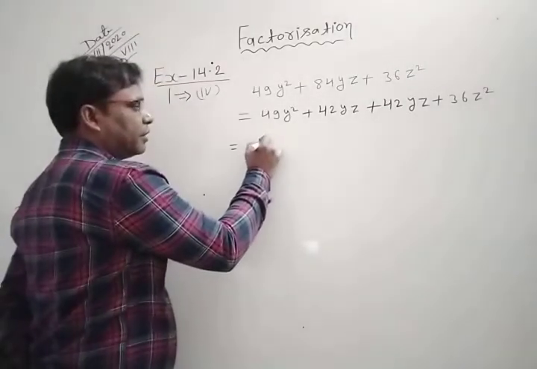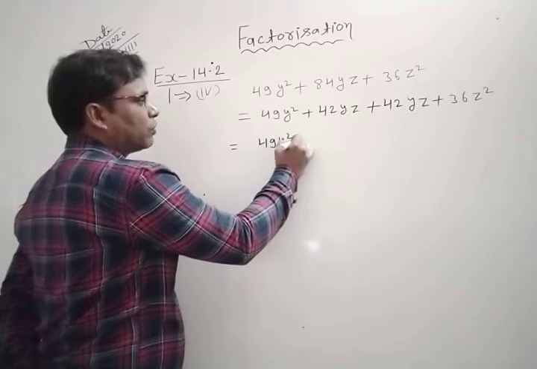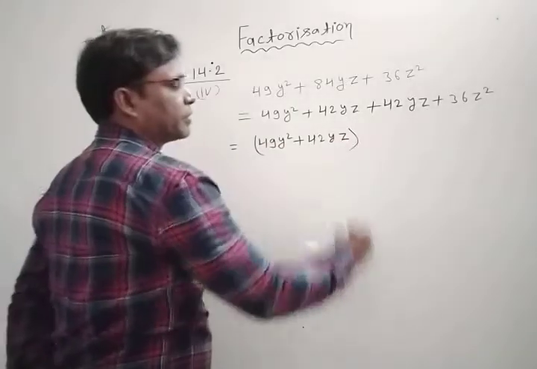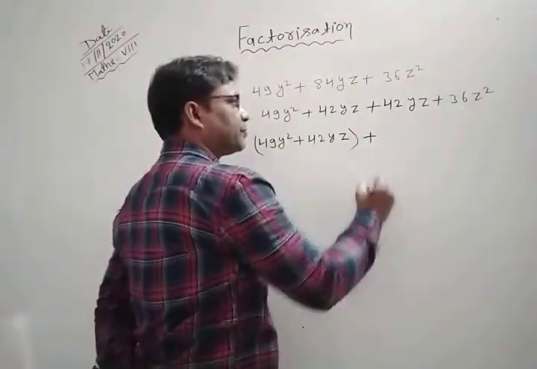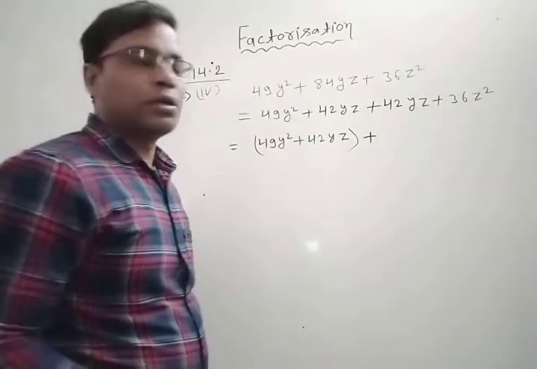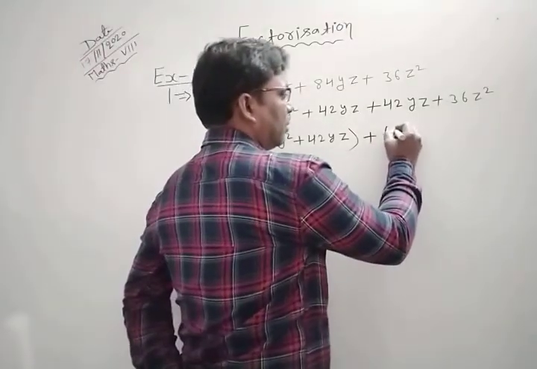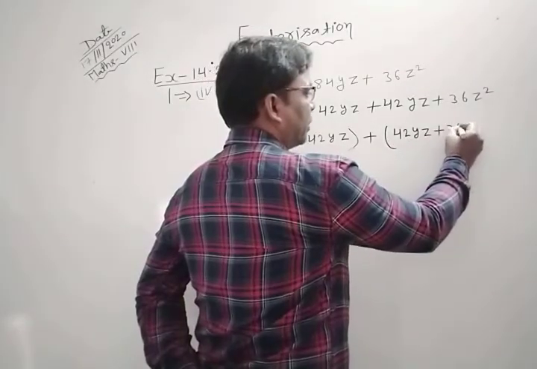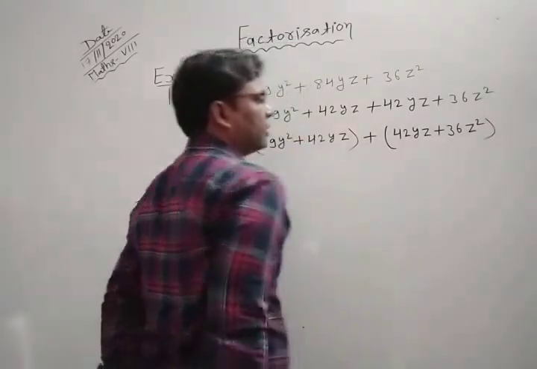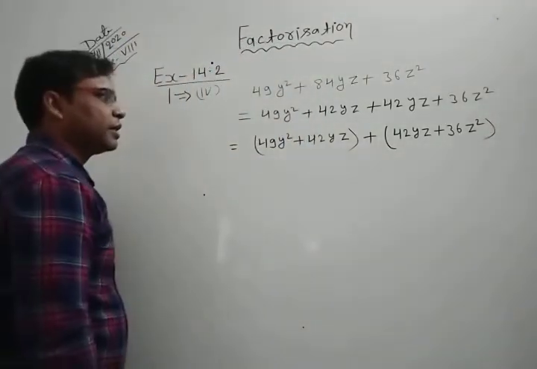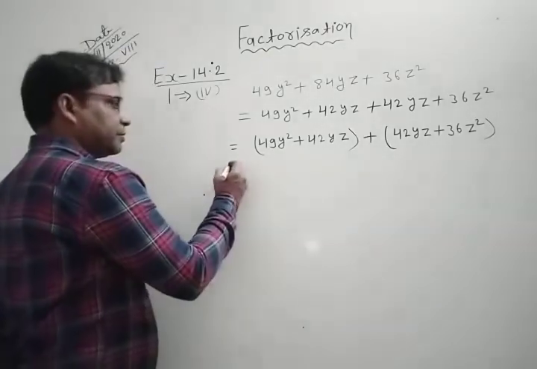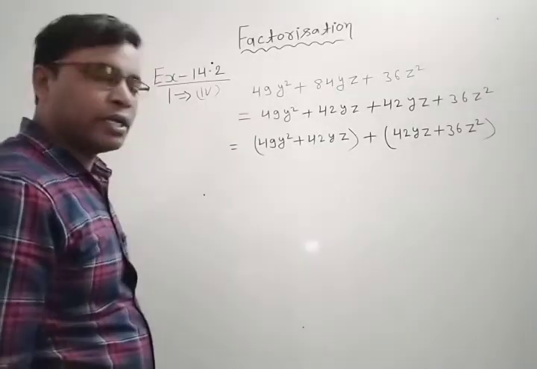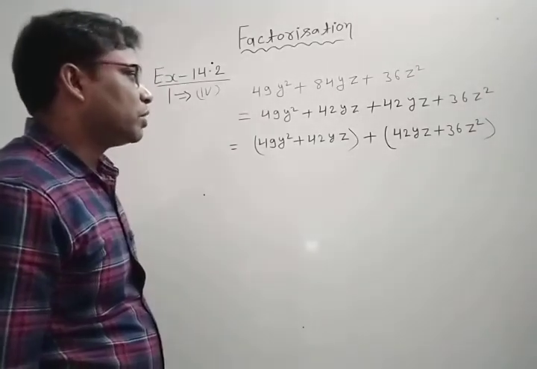So you can write here 49y square plus 42yz in the first group, clear, and plus 42yz plus 36z square in the second group. This is clear. Now after this, you can see the first group has 49y square plus 42yz.